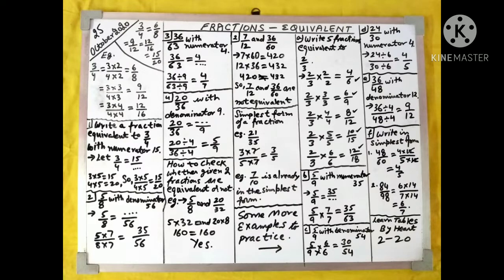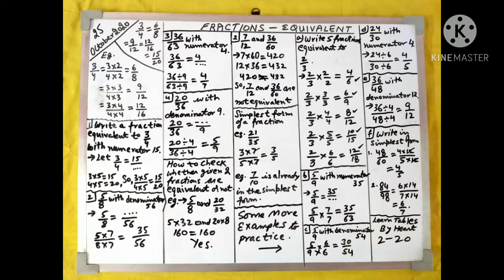See the fourth one. Write a fraction equivalent to 20 by 36 with denominator 9. So we write 20 by 36 is equal to dash by 9. We easily understand that 36 divided by 4 is equal to 9. So 20 divided by 4 will give us 5. Hence 5 by 9 is the required equivalent fraction.